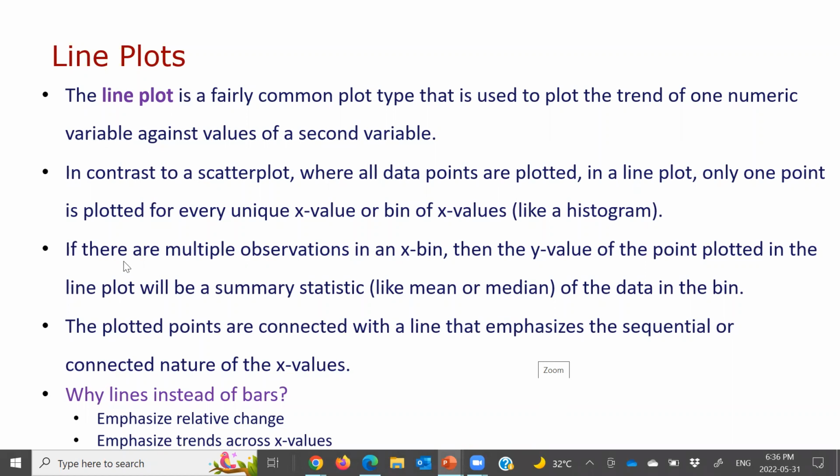What do we call this? Line plot. If there are multiple observations in the X bin and the Y value, we summarize, like we take the mean or the median. The plotted points are connected with a line that emphasizes the sequential or connected nature of X values. The same thing that I have done. Is this clear? So why do we need these lines instead of bars? To emphasize relative change. Whenever we have relative change, we use this. Emphasize trends across X values.